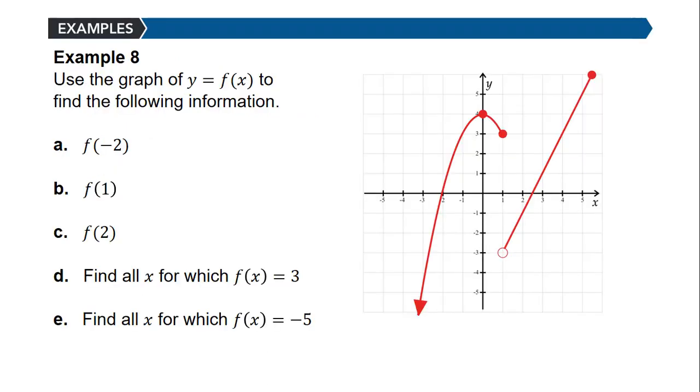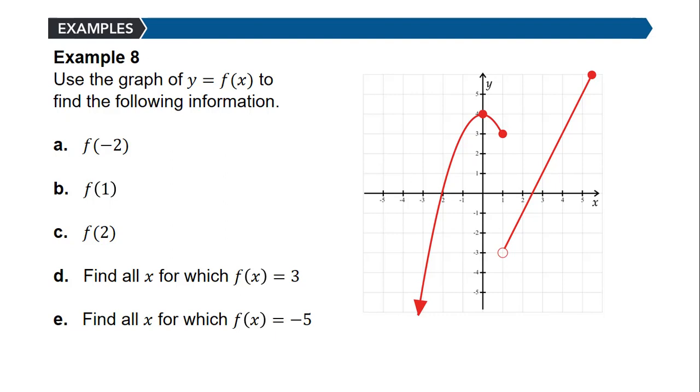So in this example 8, we have a graph, and let me just describe it for you, that's in two different pieces. We have part of a parabola that opens down, and then we have part of a line segment. So the parabola starts in the third quadrant and goes through the point -2, 0, and then it goes through -1, 3, and up to the point 0, 4, and then it curves back down to 1, 3. And that is the ending point of that particular piece.